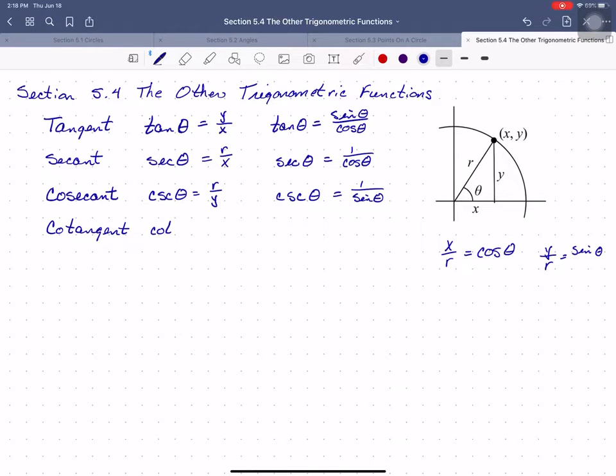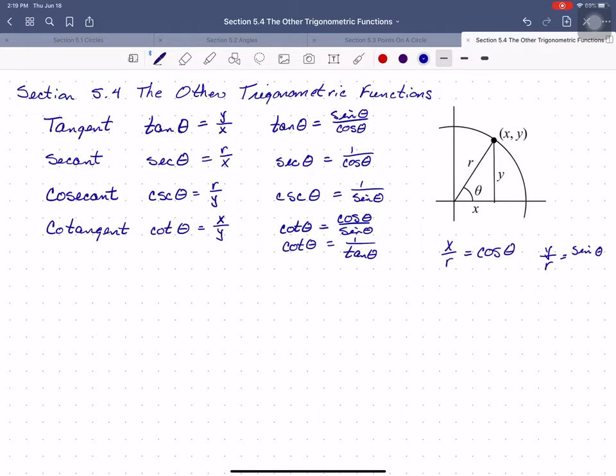And cotangent theta is x over y, which means that cotangent theta is cosine theta over sine theta. And whoops, sorry, there should always be a theta. There should always be an angle upon which your trigonometric function operates. Cotangent theta is also equal to 1 over tangent theta.